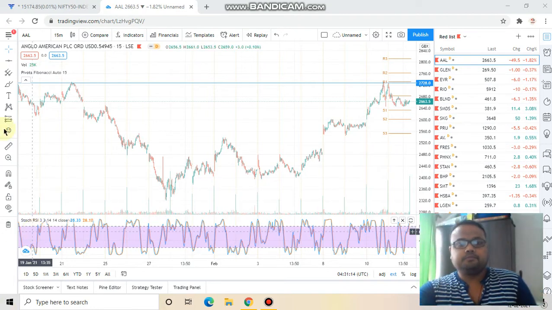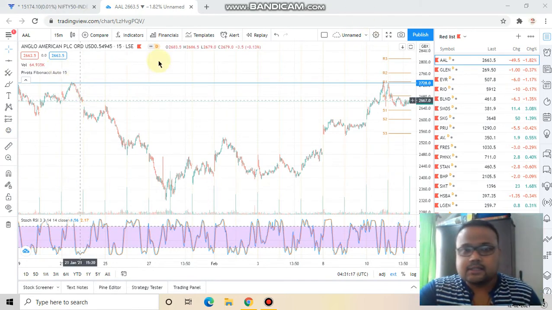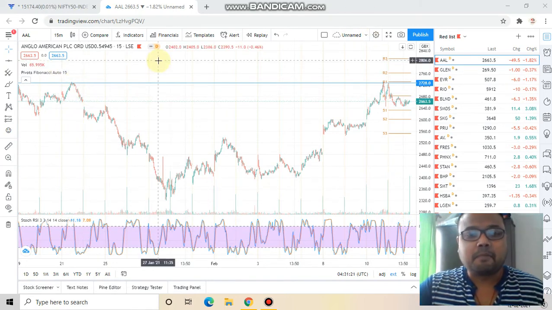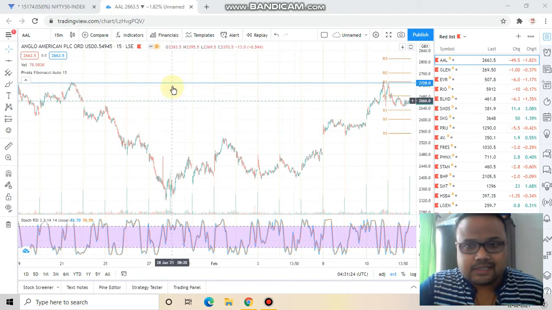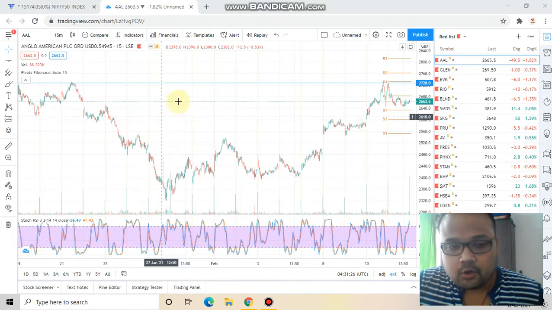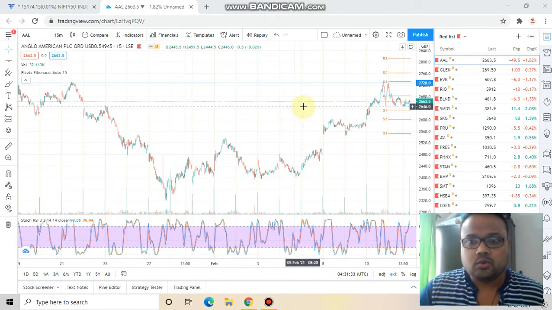So let's try to analyze the market today. Okay, so there is a good resistance at 2728. You can see on the screen that at 2728 there is a resistance. So right now it is trading at 2663.